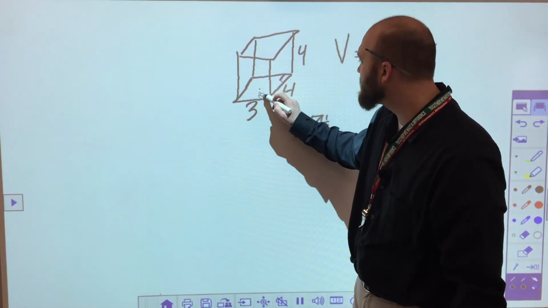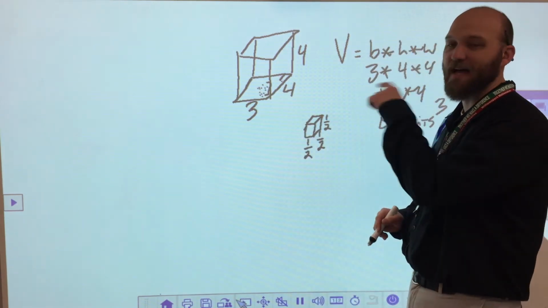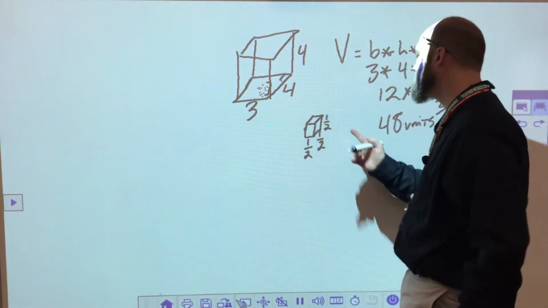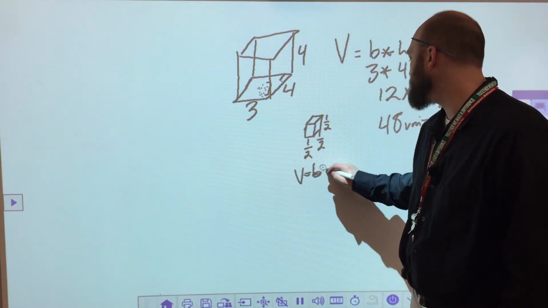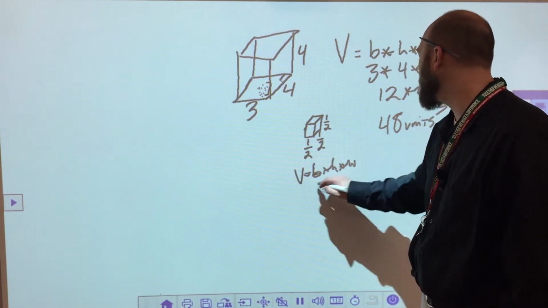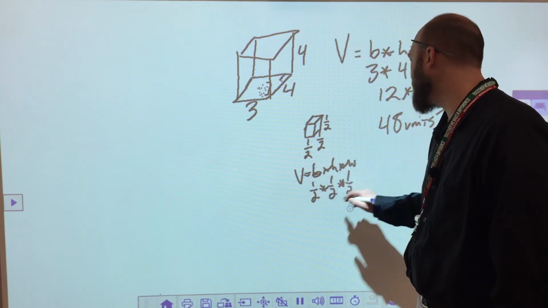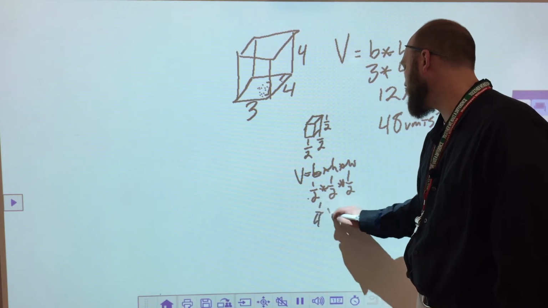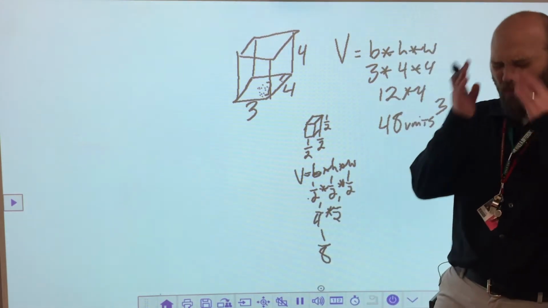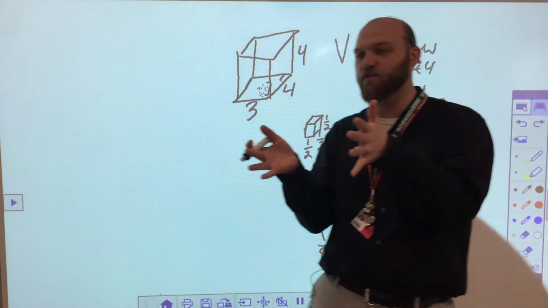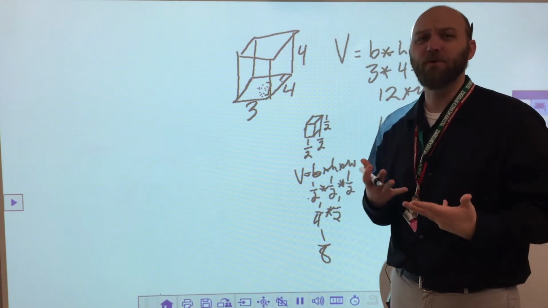I'm going to make my imaginary little cube right in here. Let's pretend that's really well drawn, right? Because I'm a great artist. Now, I know that volume equals base times height times width, or 1/2 times 1/2 times 1/2. 1/2 times 1/2 is 1/4, times 1/2 is 1/8. And you go, wait a minute, Mr. W, if it's a half inch wide and a half inch deep and a half inch high, how could it be an 1/8 volume?